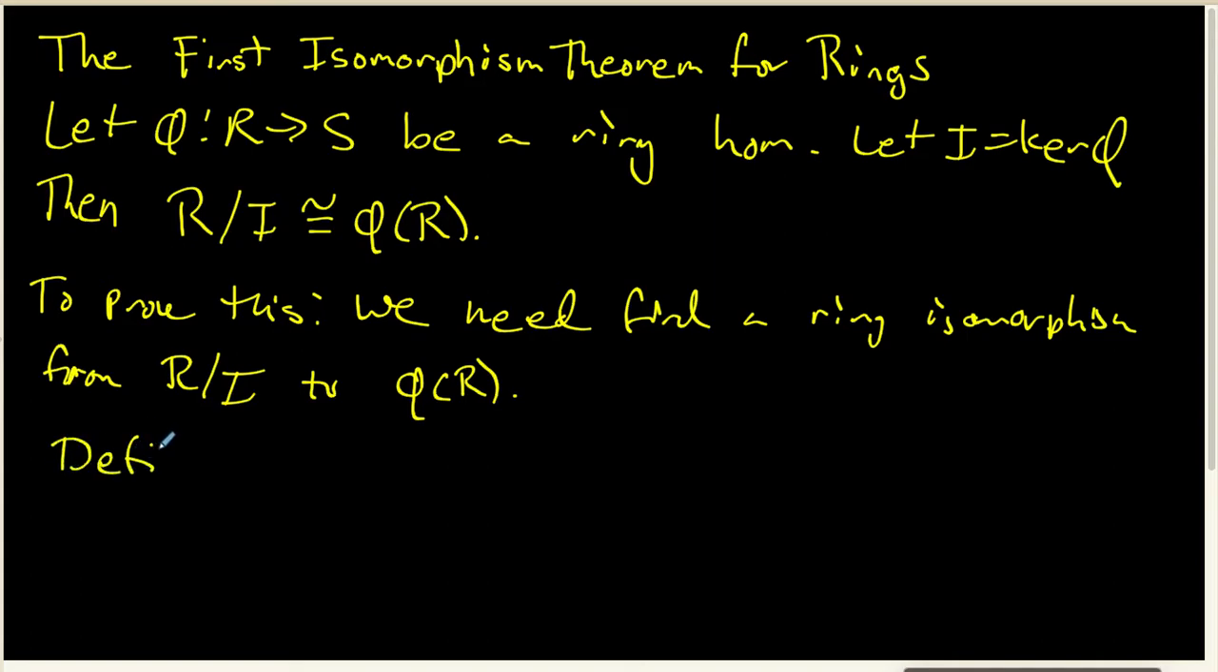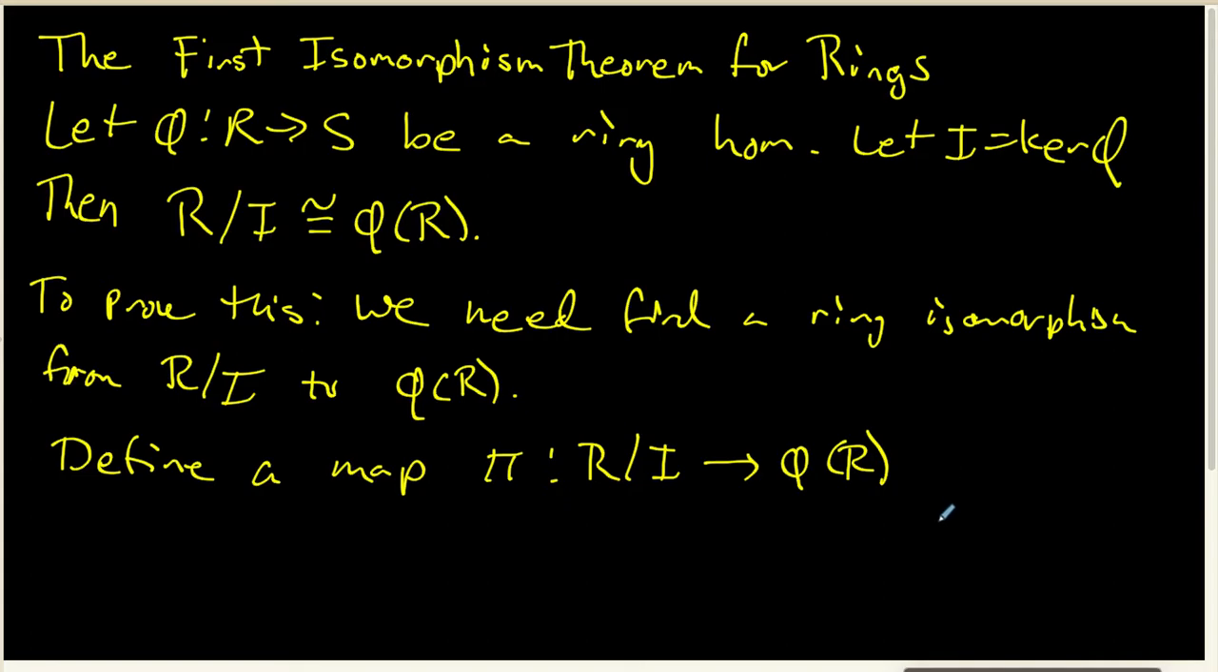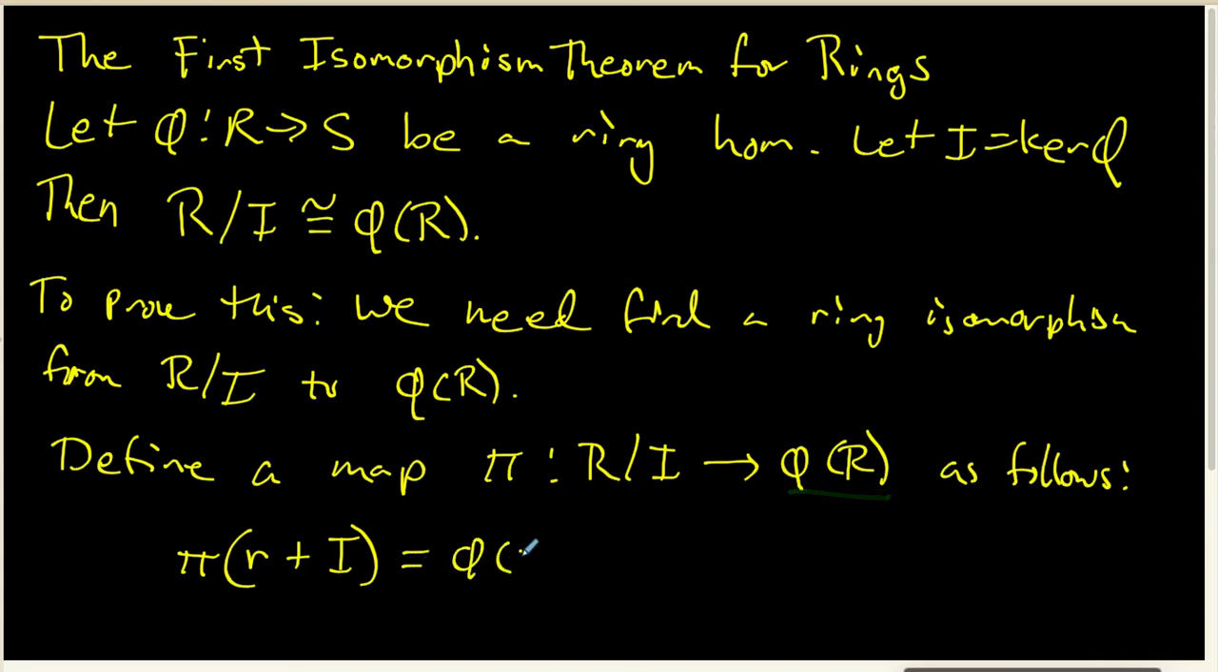I'm going to start off by saying that I want to define a map, and I'm going to give it the name pi. And pi is going to go from the set of left cosets, R mod I, that quotient ring, to the image of R. I want to be thinking about how to define this map. Well, I have to start with an arbitrary left coset from the quotient ring, and I need to feed it to the map pi. And since I'm going over to the target ring phi of R, the easiest thing that I can think of is to make this nothing more than phi of R.